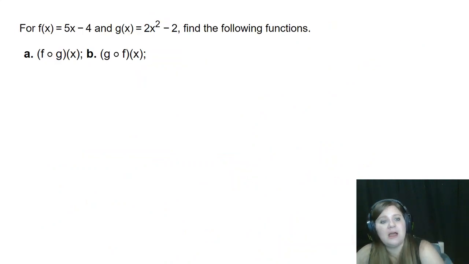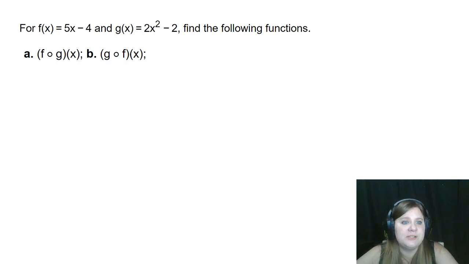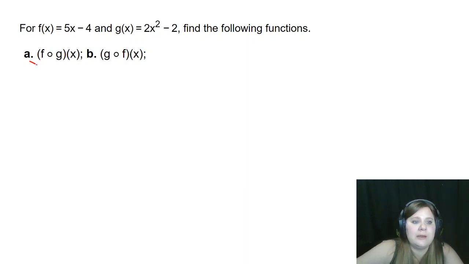Now, let's find composite functions. What I'm going to do is let you do f of g of x, and then we'll come back and do g of f of x together. So y'all try and find f of g of x.